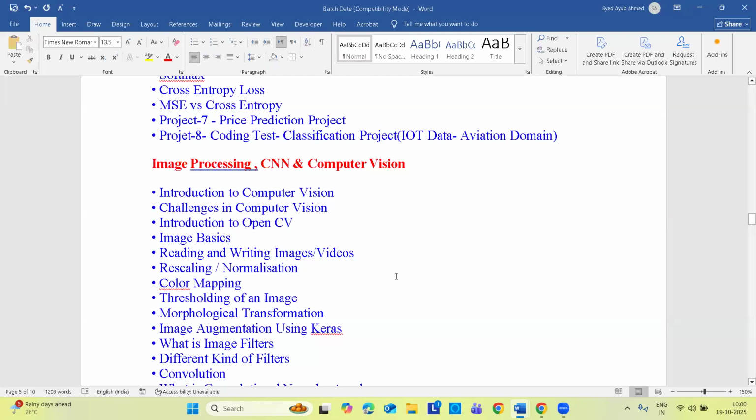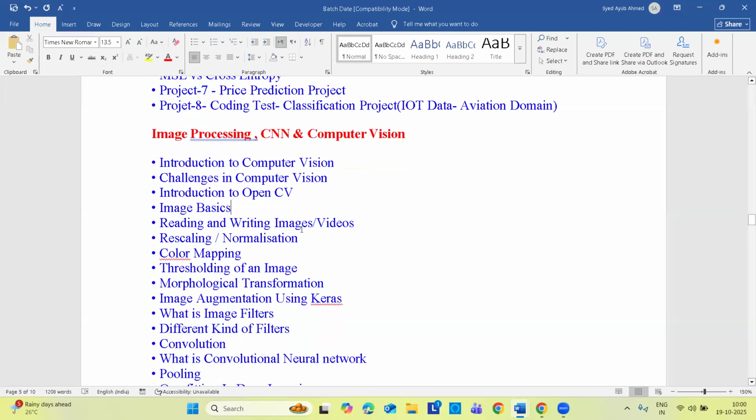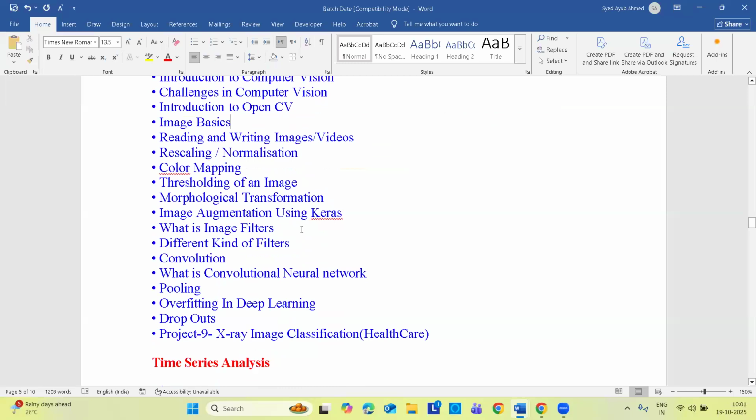Okay, guys, so this one we'll see image processing, CNN, and computer vision. You'll have the introduction part of computer vision and introduction to OpenCV. OpenCV here is a library in deep learning, guys, a package you can say, pre-written code. Again some image basics, reading and writing images and videos, normalization techniques, color mapping, different kinds of transformations we'll see.